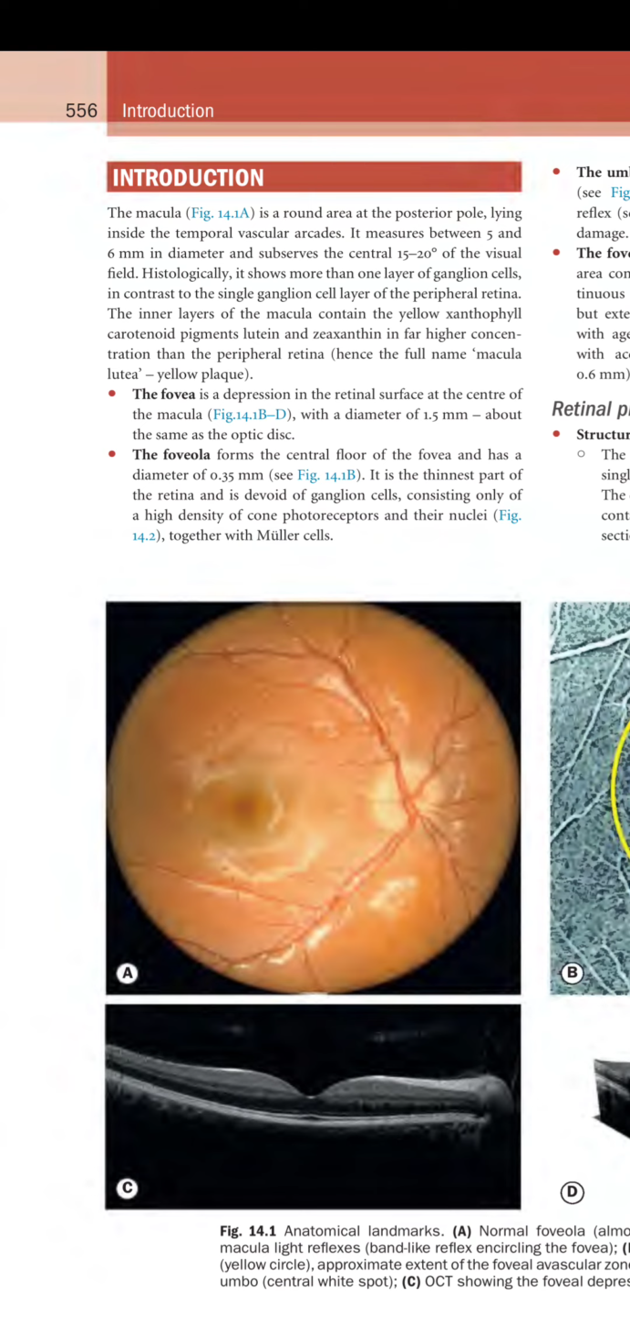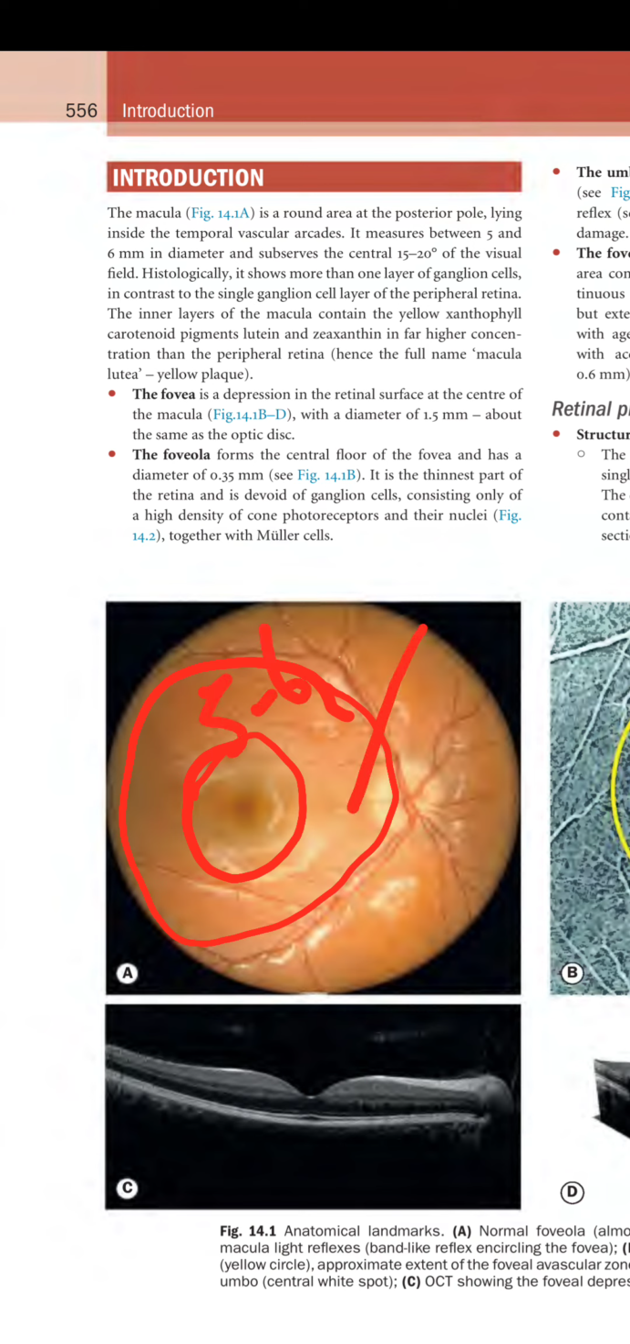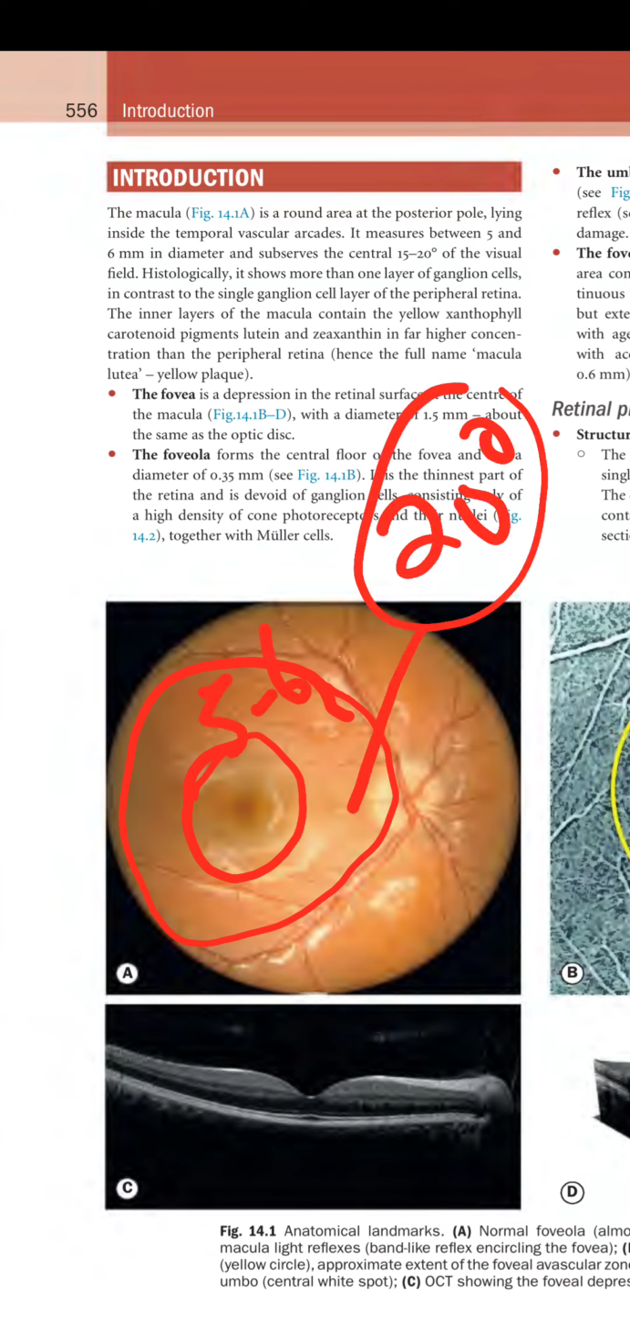The macula is a round area at the posterior pole lying inside the temporal vascular arcades. It measures between 5 and 6 millimeters in diameter and subserves the central 15 to 20 degrees of the visual field. So basically, the macula is not the fovea. The macula is the whole area lying inside the temporal vascular arcades, almost 5 to 6 millimeters in diameter, and it serves almost 20 degrees of the visual field.